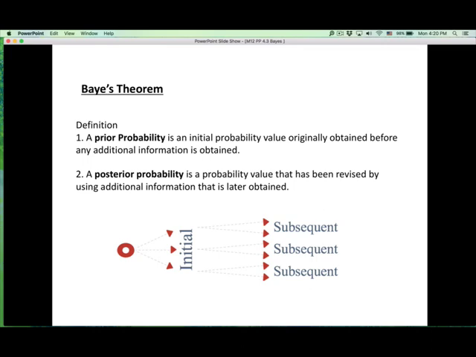We can use the tree diagram to present the Bayes theorem, just like here. All these events must be disjoint. Bayes theorem is one type of conditional probability. For example, we want to find the initial probability given the information of the subsequent event. So one more time, we want to find the initial probability given that the subsequent information is obtained. That will be the Bayes theorem.